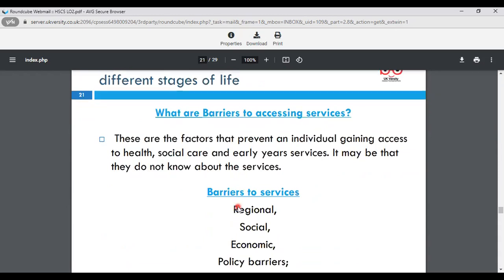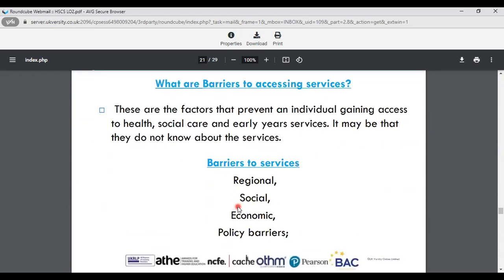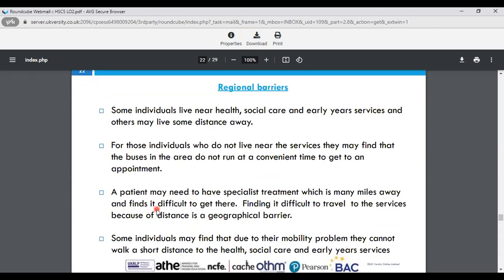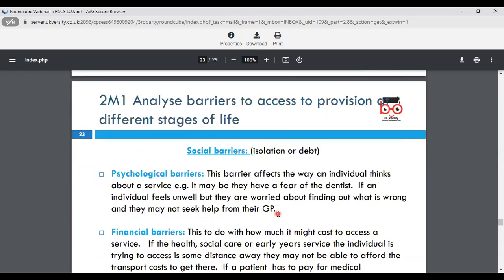What are the barriers to accessing services? So there are several barriers. We could talk about regional, social, economic, and policy barriers. Talk a bit about regional barriers. Some people live near health and social care services. Some people live away, so it's hard for them to travel long distances. So for instance, if I'm living in another town and there's a checkup for my child and I have to travel to Manchester, it becomes really hard for me. So this is a mobility problem, and it becomes hard for some people to travel on their own.